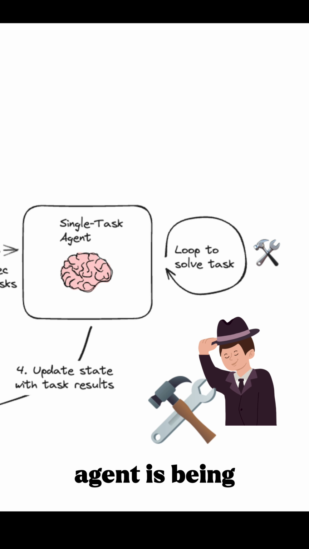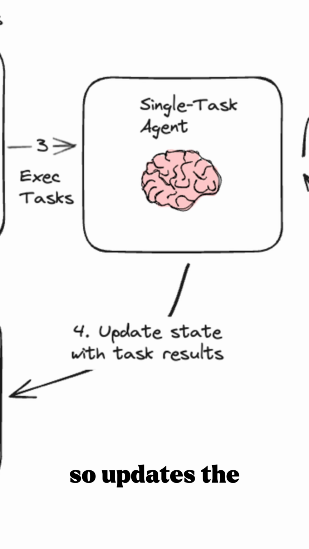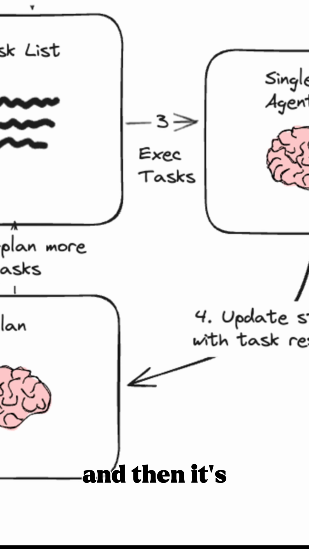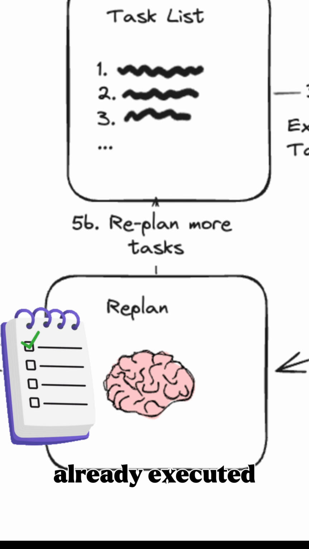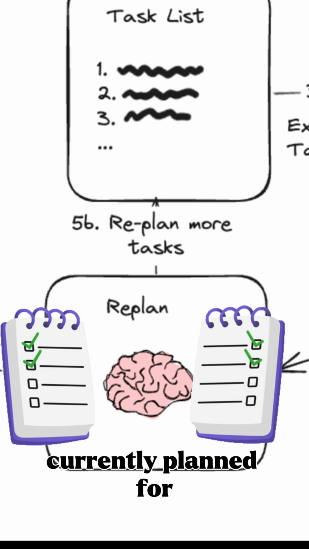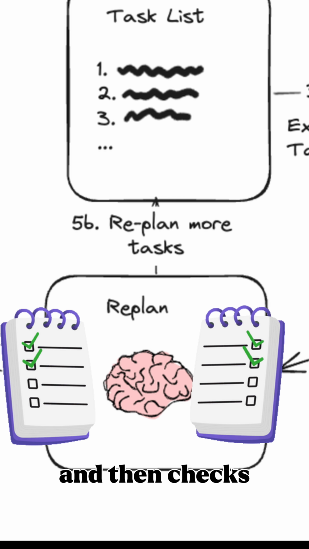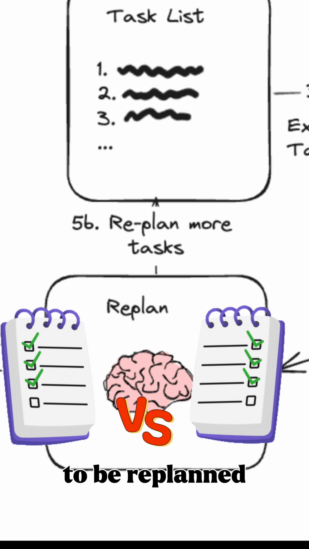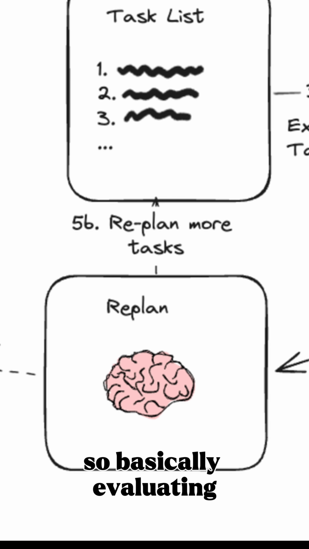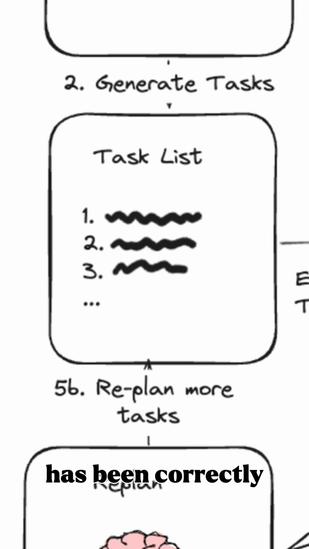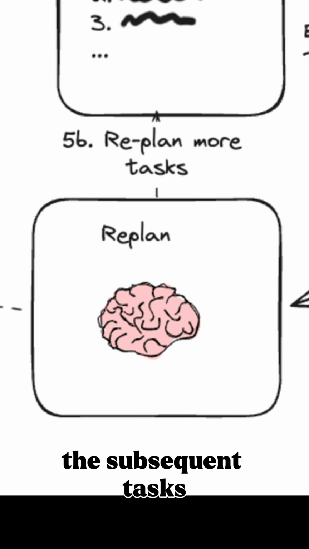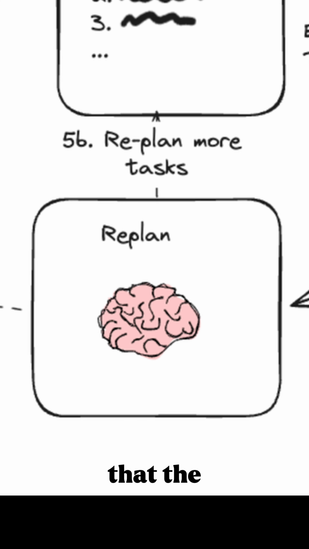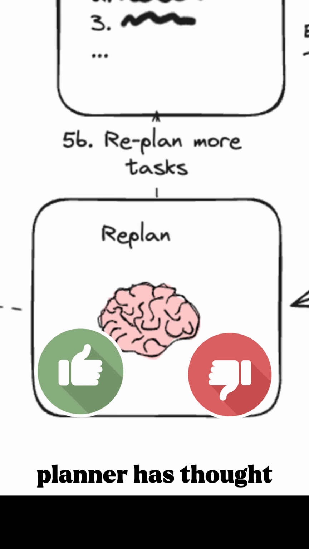Whenever an agent is executed, it returns the task result, so it updates the state of the LangGraph, and then it's forwarded to the replanner. The replanner gets what past steps have already been executed and what steps are currently planned for the user request, and then checks whether the upcoming tasks need to be replanned with regards to the user request. So basically evaluating whether the initial task list has been correctly planned, or whether we need to replan here and adjust the subsequent tasks which are still left to be executed, in case the past steps didn't result in what the initial planner had thought.